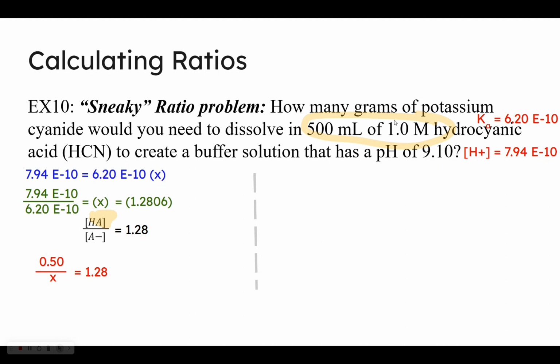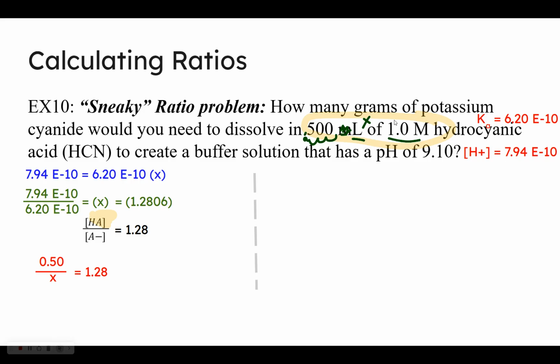And what I did here is I turned my milliliters into liters by moving my decimal 3 times to the left, and then I multiplied that by its molarity, and 0.5 times 1 is 0.5, and that would keep 2 sig figs there because of my molarity. So that's how much of my weak acid I have. So I've just plugged that information into this ratio that we've been finding, and now I can solve for that conjugate A minus value, because I know that the 0.5 over that conjugate value has to equal 1.28.